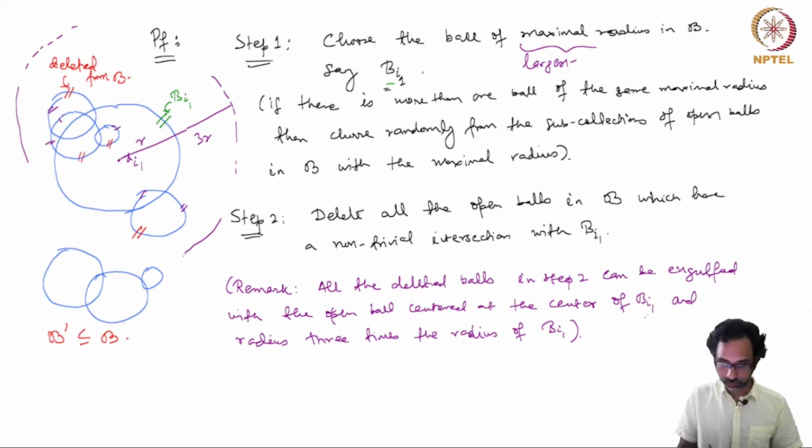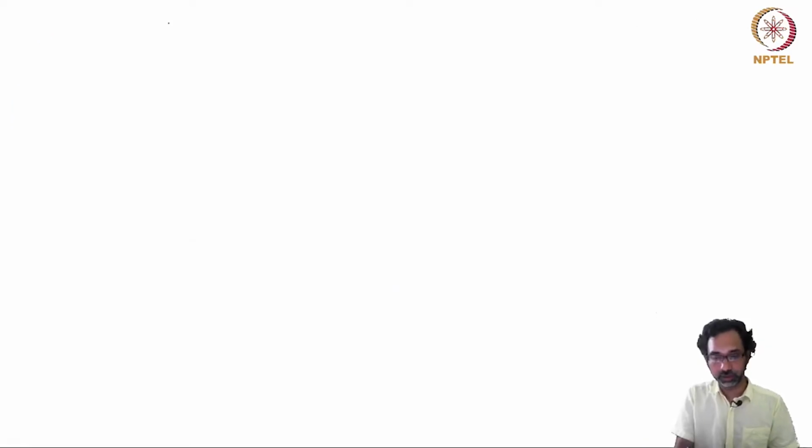And now we are left with a sub-collection B prime for which we repeat. So we get another ball of maximal radius B_{i2}. Then in the next step we delete all the open balls intersecting B_{i2}, and so on. Since there are only a finite number of balls, this repetition of step 1 and step 2 will terminate at finite time.